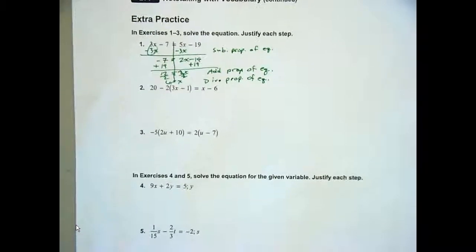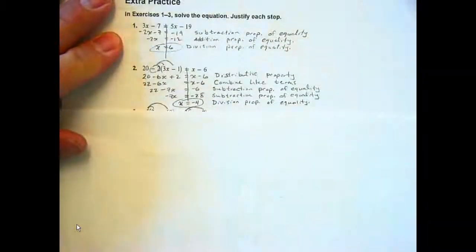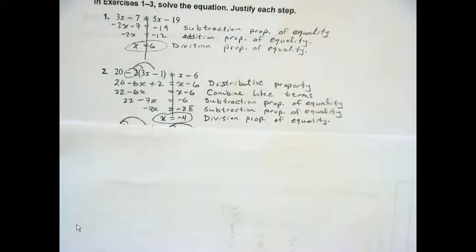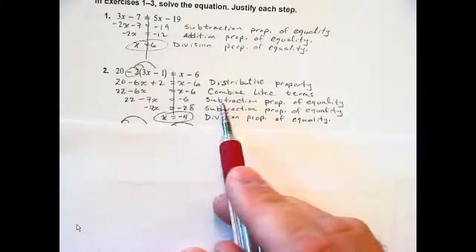Go ahead and try number 2 there. Come on. There's number 2. Distributive property, combined like terms. I said you didn't have to write the combined like terms. Subtraction property, okay, twice, and then division property. Anyone do it a different way? Yeah, Brennan? Yep, you could. If you would have moved them the other way, you could have had addition property of equality. Good call. Yep.